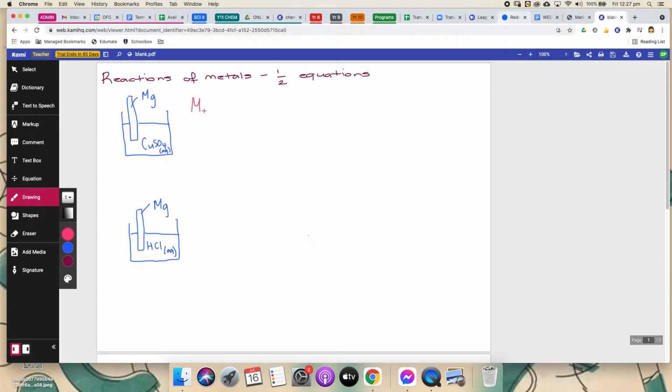And we looked last lesson at how to write those out. So we know that it's magnesium. We know it's reacting with copper sulfate, and that copper sulfate is aqueous. Because this is more reactive than this, we know a displacement reaction is going to happen. Displacement means swapping places. So we're going to get magnesium sulfate, and we're going to get copper as a solid.